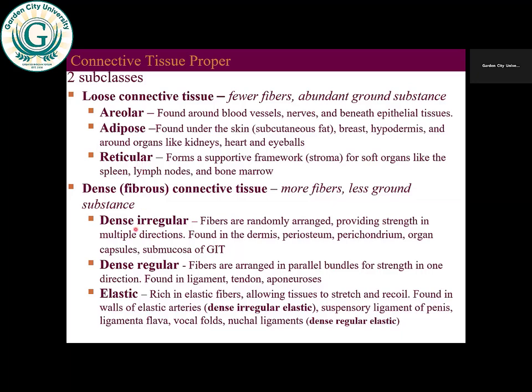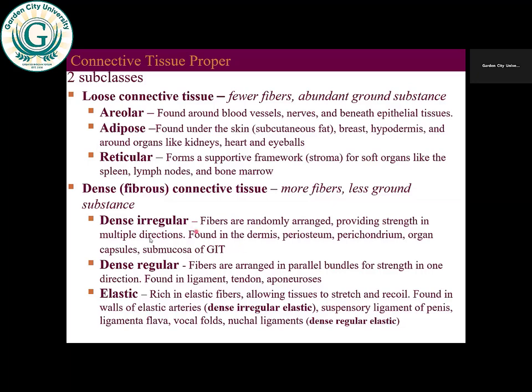Then we have dense connective tissue. In the dense connective tissue, we have dense irregular and dense regular. Dense irregular means the fibers are randomly arranged, providing tensile strength in multiple directions. So within the dermis of the skin, the periosteum is connective tissue around bones, the perichondrium is the connective tissue around cartilage. The capsule of organs, the liver capsule, the tunica albuginea of the penis, all those capsules are made up of dense irregular connective tissue, and even the submucosa of the gastrointestinal tract.